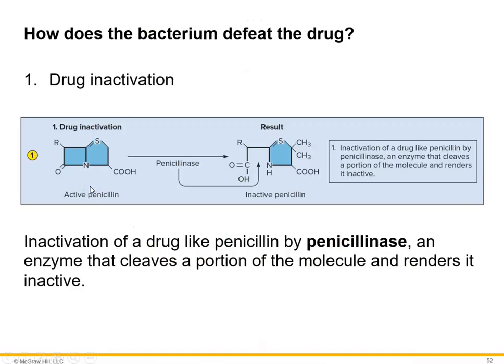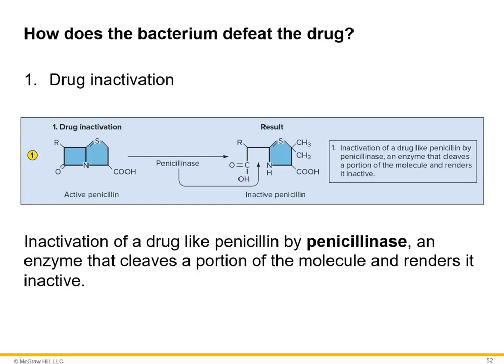Okay, so how exactly does the bacterium defeat the drug? What are the mechanisms or the strategies that a bacterium uses to fight against our antibiotics? And how exactly do genes like resistance factors code for these resistance abilities? The first strategy bacteria use is drug inactivation. So, for example, inactivating the drug penicillin.